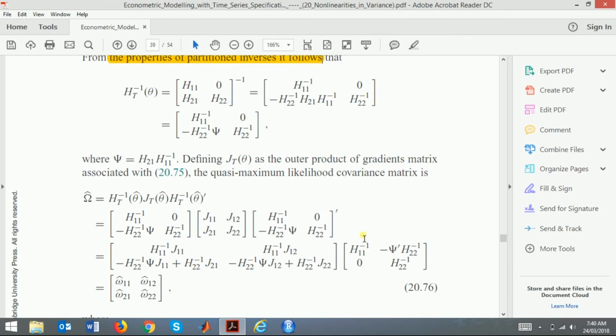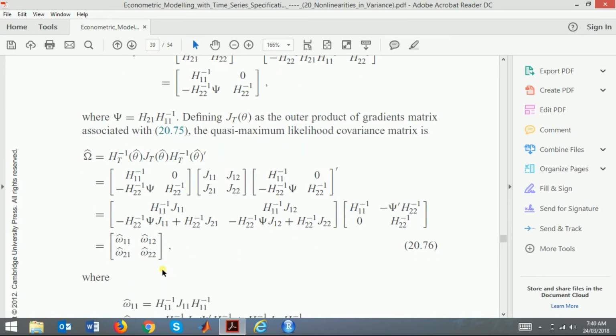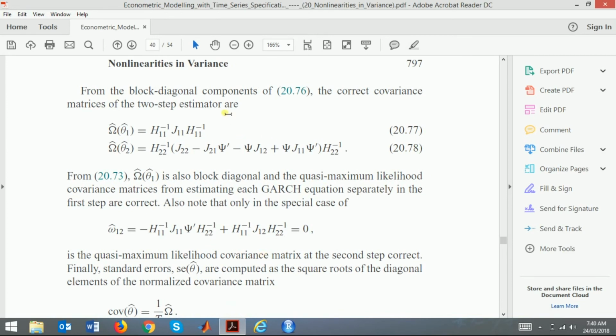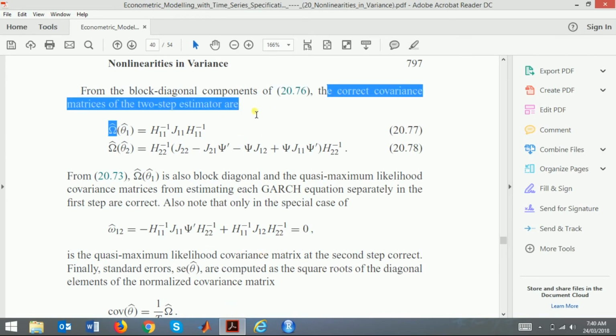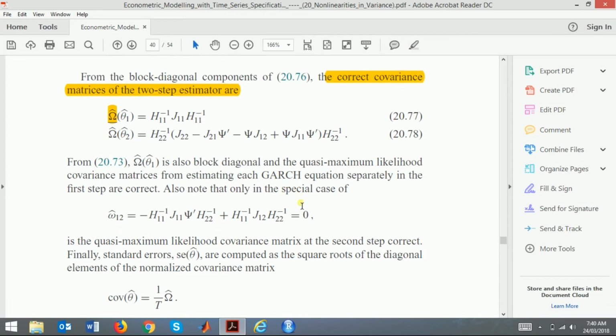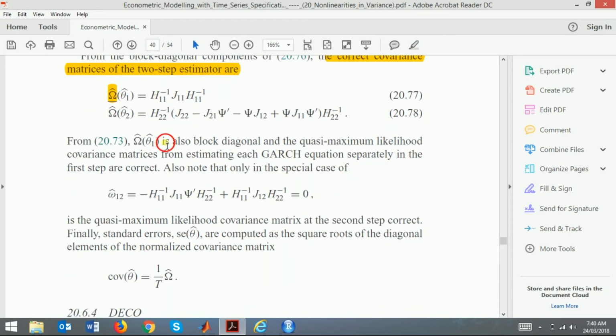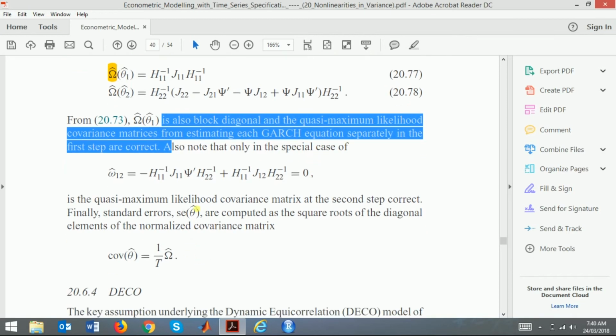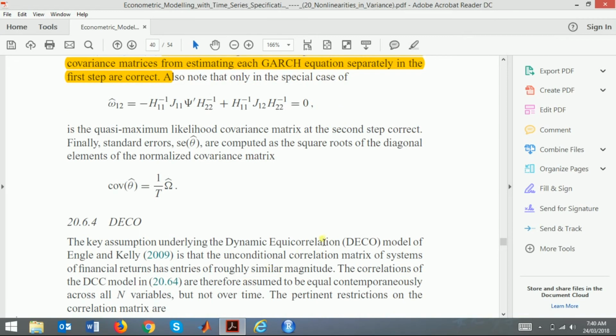Defining the outer product of the gradient matrix. Kind of like we have to have all these equations in hand. It's not easy. The correct covariance matrices for two-step estimators are block diagonal, with quasi-maximum likelihood coefficients from each GARCH equation, also not only in the special case. So it's a quasi-maximum likelihood covariance.